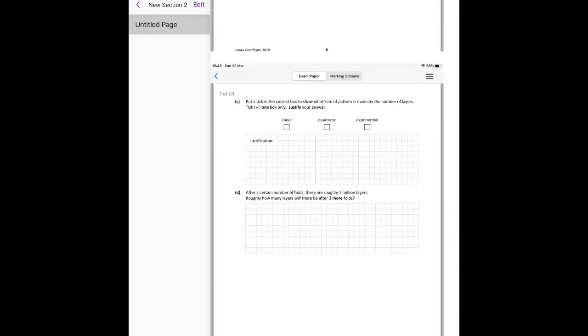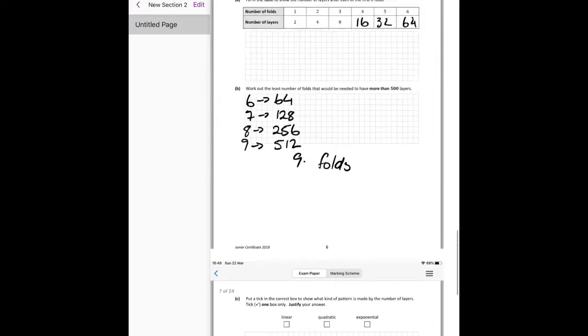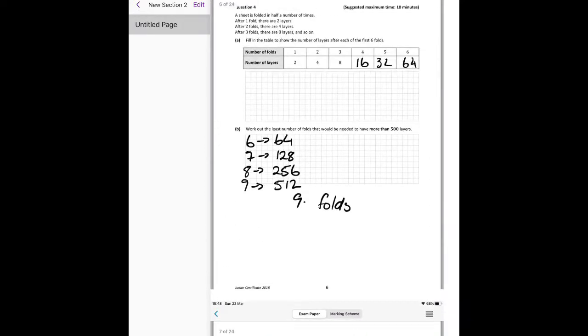Put a tick in the correct box to show what kind of pattern is made by the number of layers. Tick one box and then justify your answer. So let's have a look. So the number of layers, each time, similar to the previous question, let's look and see. So difference between 2 and 4 is 2, 4 and 8 is 4, 8 and 16 is 8, 16 and 32 is 16, and 32 and 64 is 32.